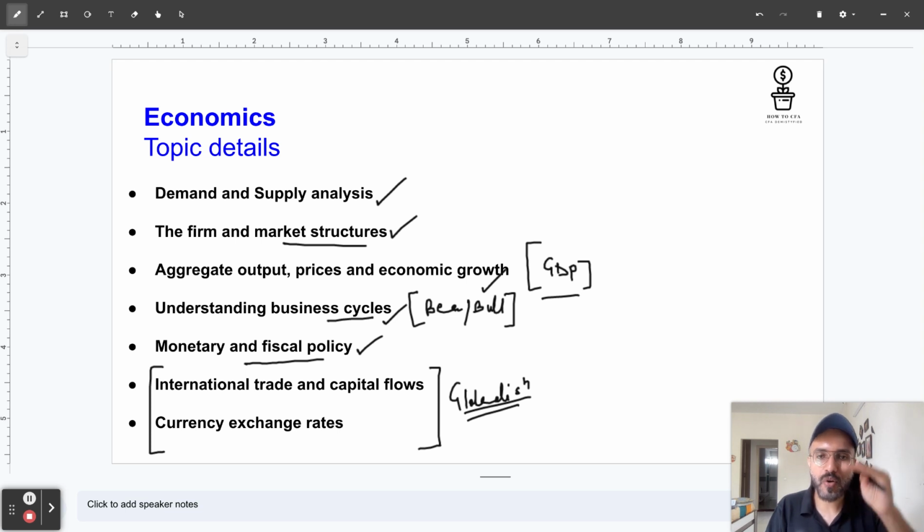All this is part of your last two sections, which is basically part of the globalization agenda, right? So this broadly is how the economics of CFA Level 1 is structured. Today in this session, we are going to pick up one of the topics around demand, and I am going to walk you through the concepts as well as the market and practical understanding of the same.